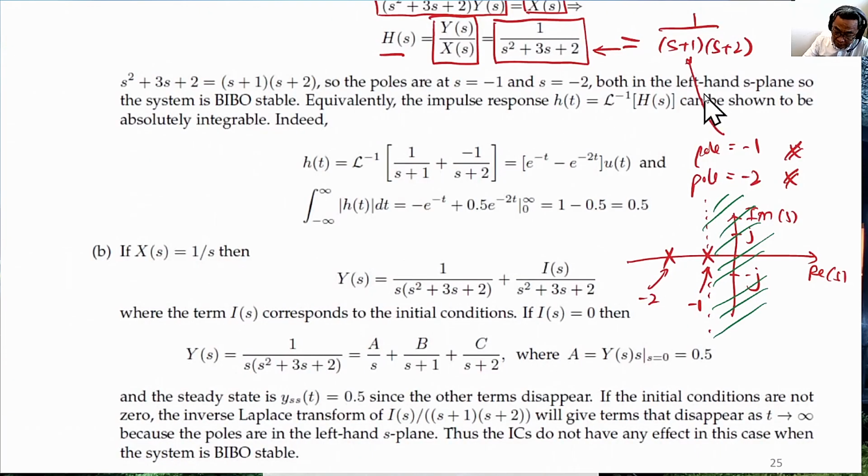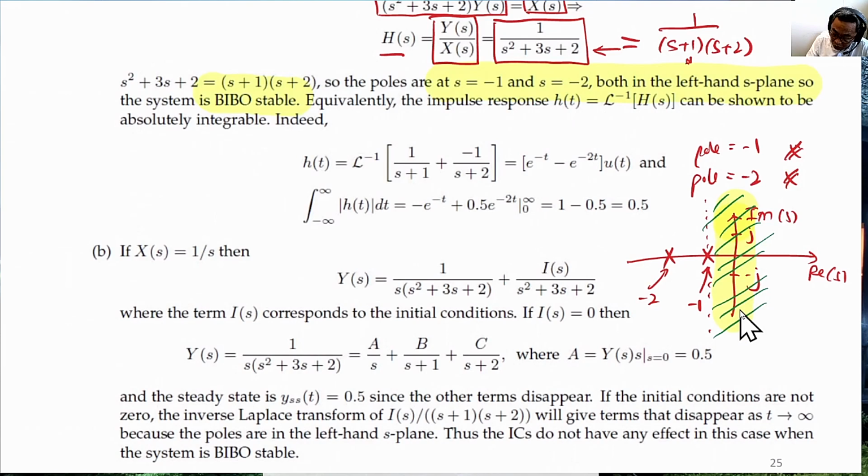So if you read the answer carefully, it says that because the poles are at the left hand of the s-plane, it means the region of convergence includes the imaginary axis, therefore the system is stable. So that is the key idea. We have looked at the imaginary axis over here, and as long as the region of convergence includes the imaginary axis, then the system is stable.